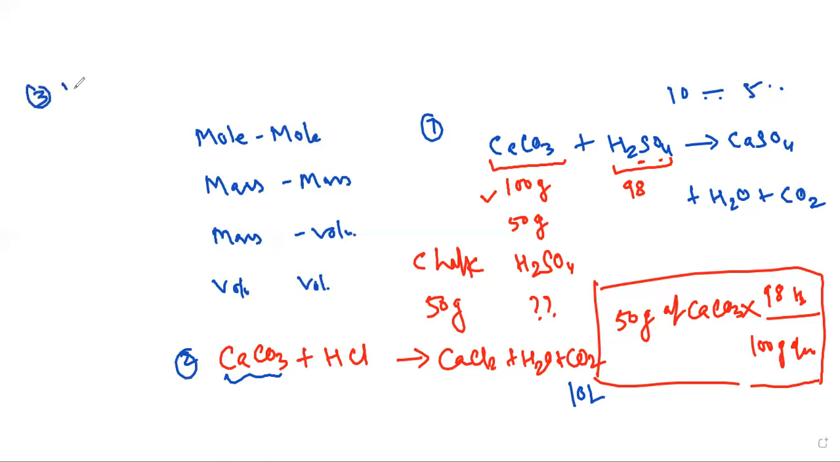Third is volume. SO2 plus O2 gives SO3. Ma'am, you didn't give any SO2 values. 294 centimeters. So first you have to balance the reaction. Yes, ma'am, I have to balance, and find the volume of oxygen. 294 centimeter cube.